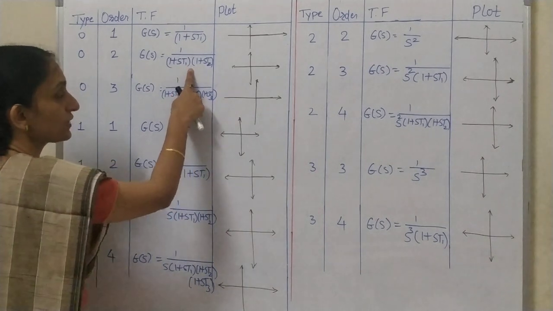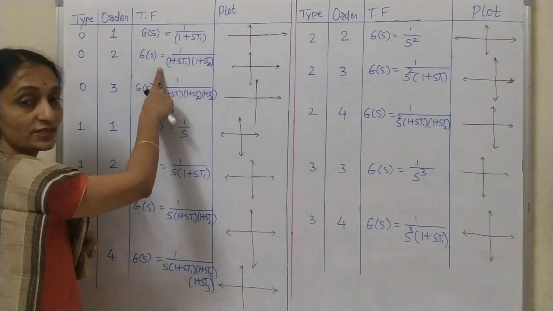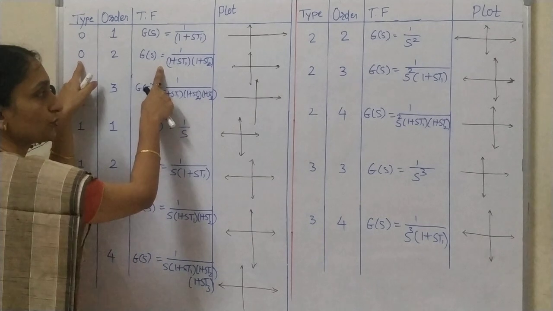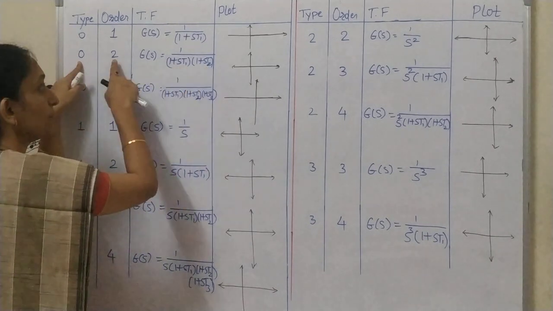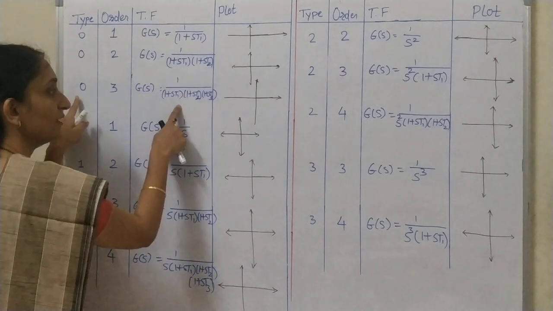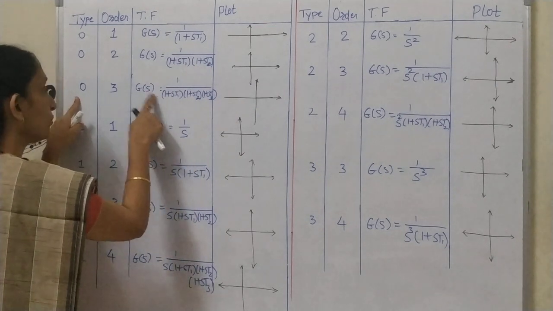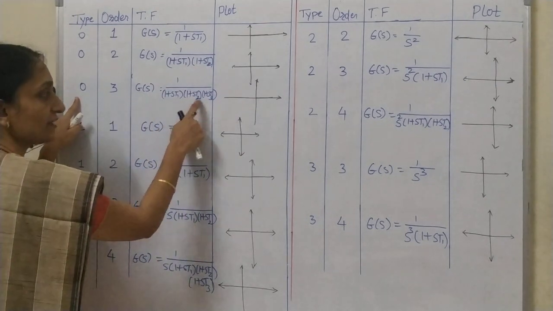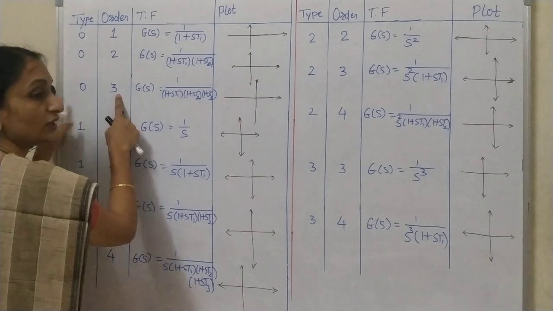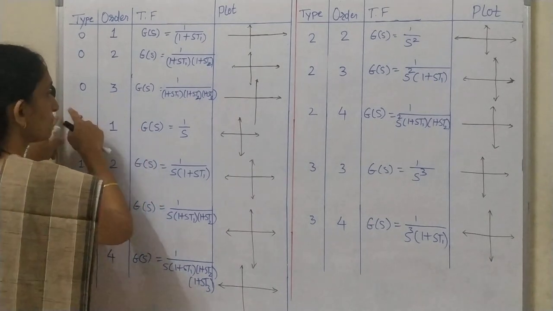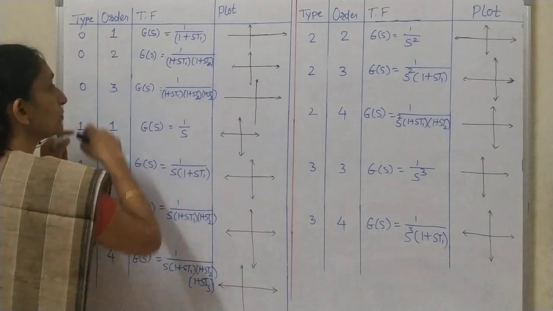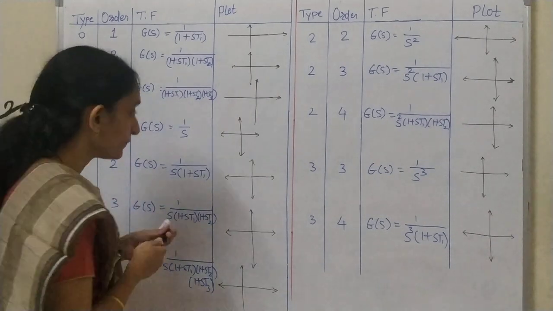For this transfer function you can check that again no pole is at origin, so type 0. What about order? s into s, that will be s square, so second order. In this you can check that again no pole at origin, so type 0. There will be s cube, so third order system. First of all we will discuss type 0 by varying the order.